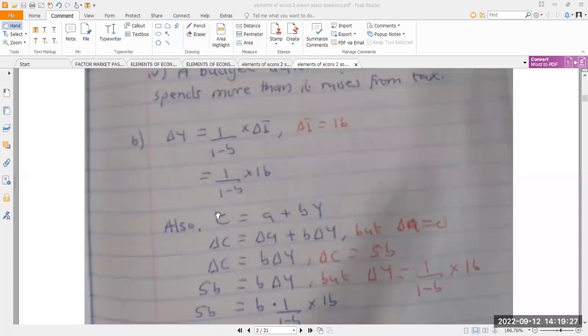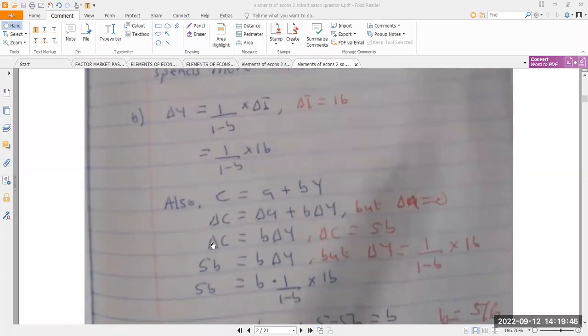Now, the consumption function is a function of income. So whenever there's a change in income, there's supposed to be a corresponding change in what? In consumption. So the change in consumption should be equal to the marginal propensity to consume times change in income, okay? We were given change in consumption to be 5 billion. And then now we know change in Y to be 1 over 1 minus b times 1 billion, okay?